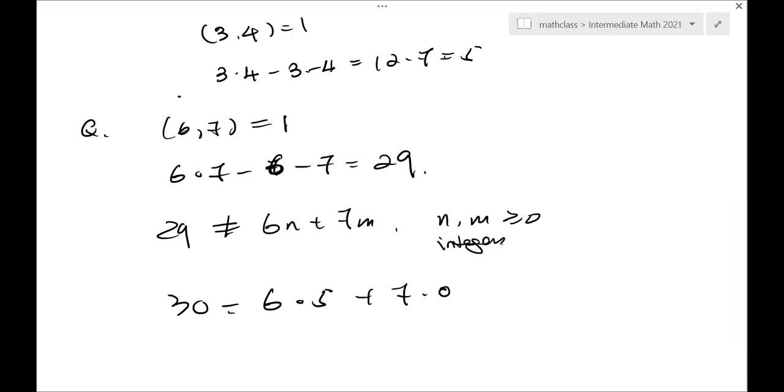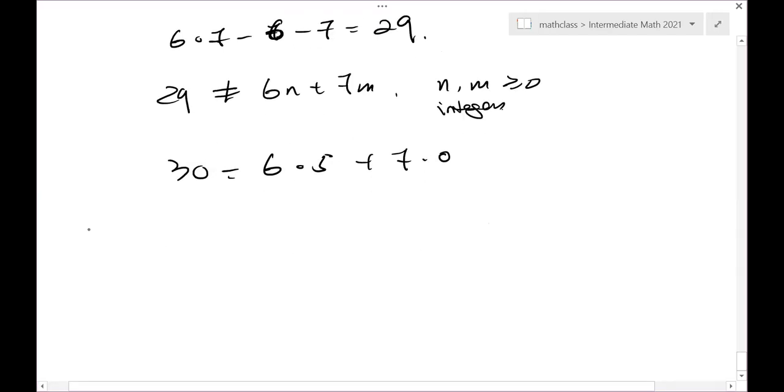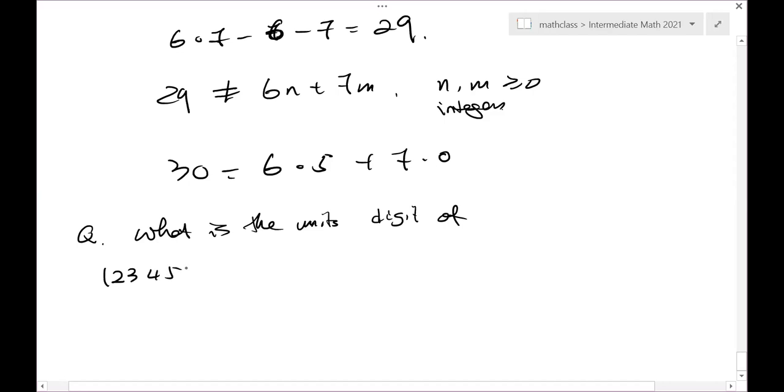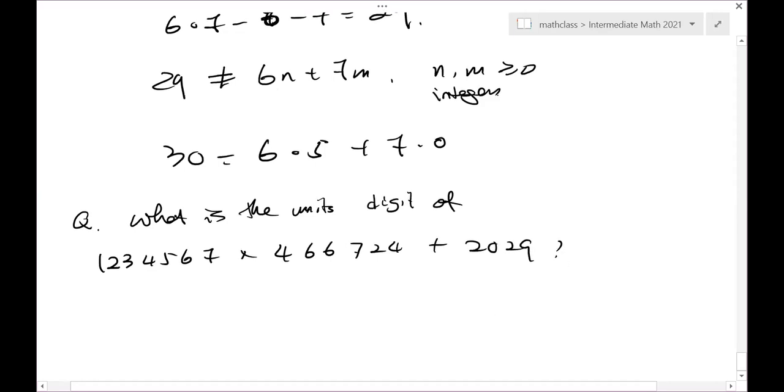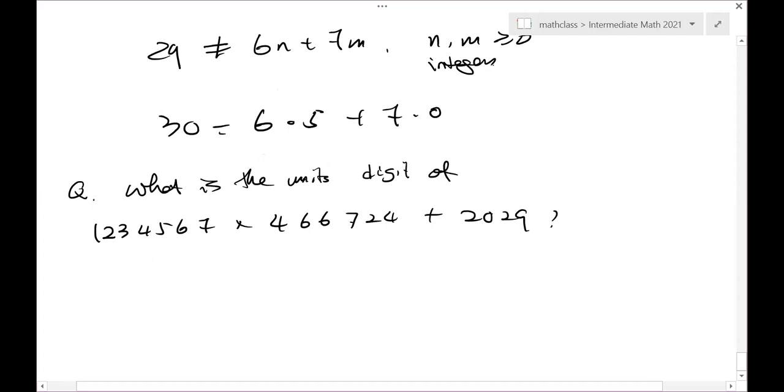At the end, yeah, let's look at the last problem. What is the unit digit of 1234567 times 466724 plus 2029? Okay, I hope you guys can figure it out. I'll give you 1 minute to think about it. Don't try to use a calculator to prove.